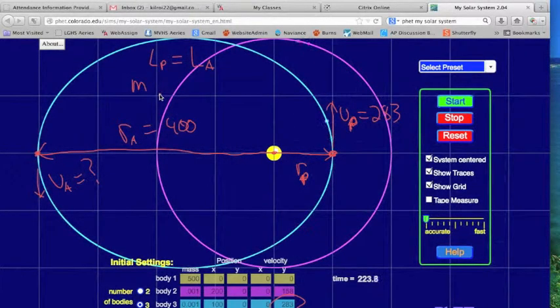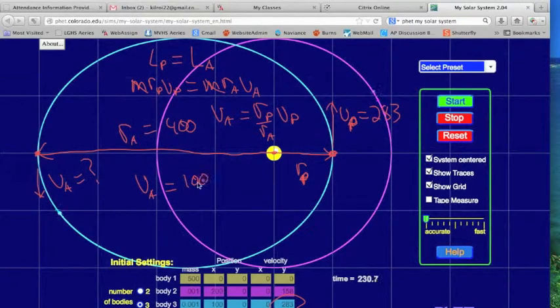And so m rp vp equals m ra va. And the mass cancels out. And so va is rp over ra times vp. And so that's way easier than using the potential and kinetic energy. And in this problem, you got 100 over 400 times 283, and it's about 71. Doesn't it look like it's going a lot slower out here? A quarter as fast, but we will pause it here.